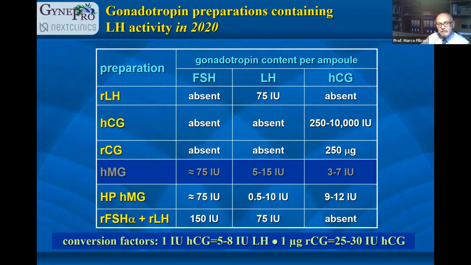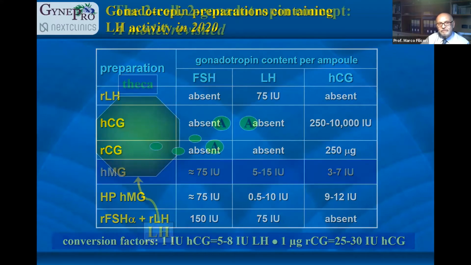And finally, you have recombinant FSH plus recombinant LH. Usually that is 150 units of FSH and 75 units of LH and no HCG at all. Again, if you're looking for conversion factors, 1 unit of HCG corresponds to between 5 and 8 units of LH. So you keep this number in mind, because you will have to do some multiplication later on in the presentation.